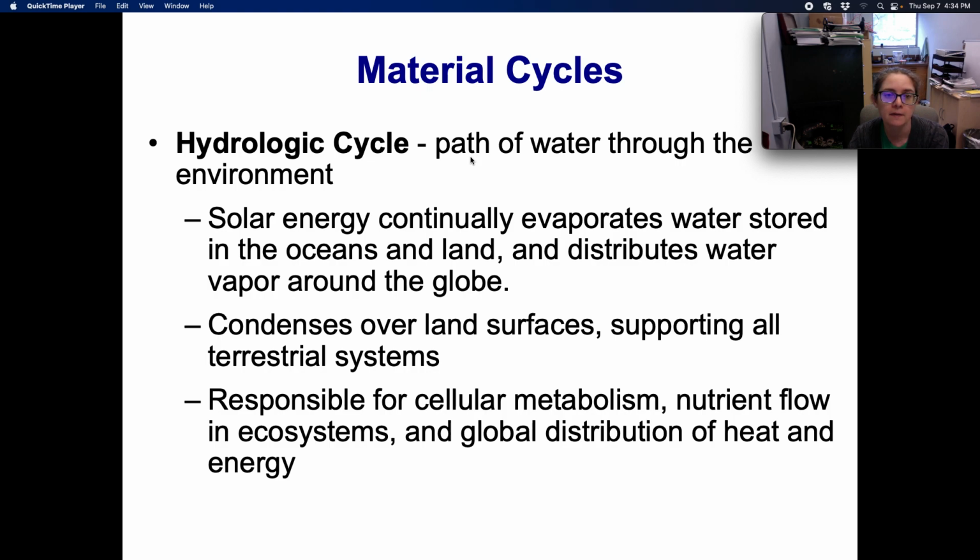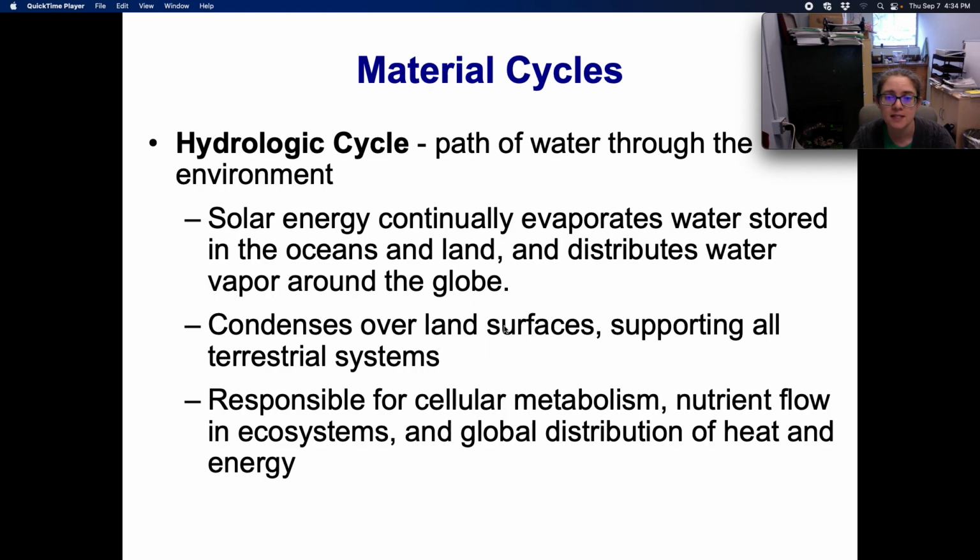So we know that the sun gets really hot. It has been lately. And that causes water that's been stored in oceans and on land to evaporate and distributes water vapor around the planet. I mean, it finally started raining a little bit, but in August, it was starting to get really dry because we had evaporated a lot of the water that was on the surface around here.